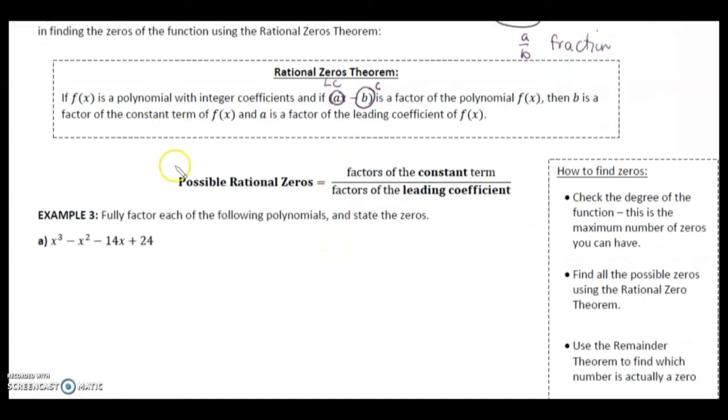I'm going to show you guys how we use this. So, possible rational zeros. What we want to do is talk about the factors of the constant term and then the factors of the leading coefficient. And then we will put them over each other as a over b.